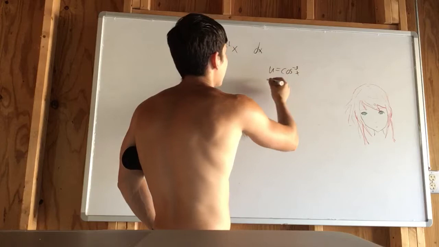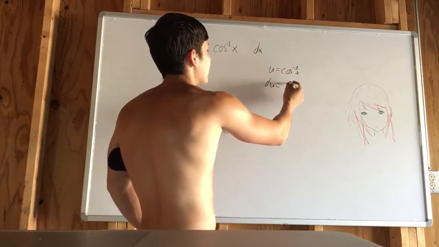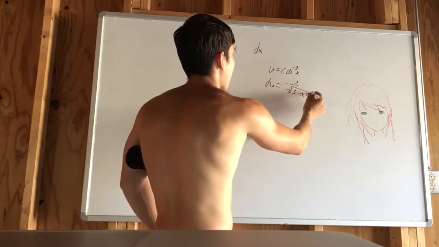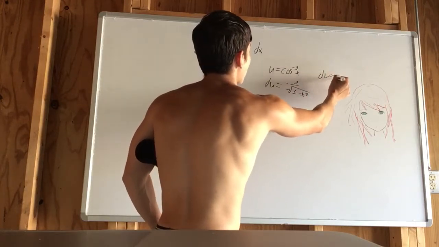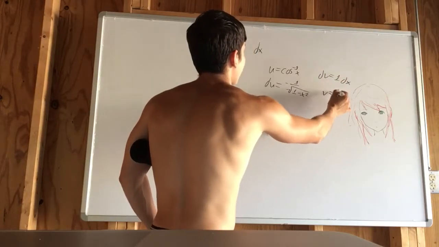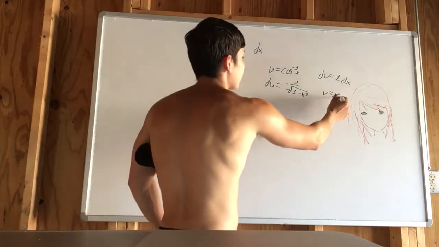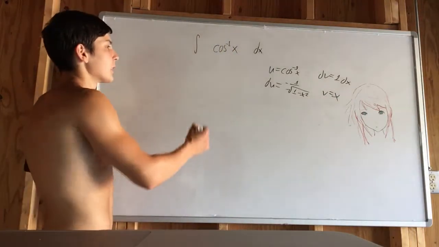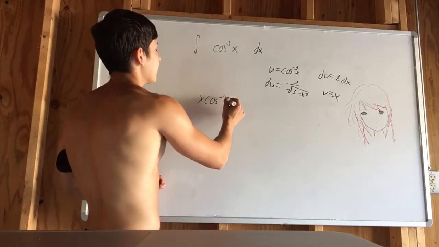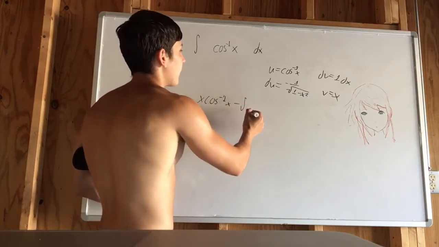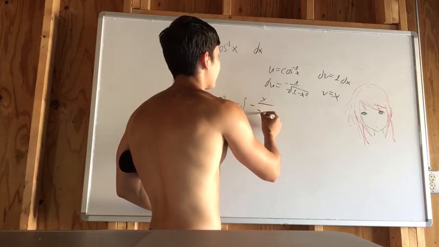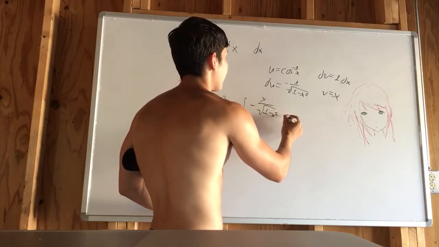Inverse cosine of x. The derivative is going to be negative 1 over the square root of 1 minus x squared. And so dv is 1 dx, and therefore v equals x. So now we could do integration by parts, and we have uv, which is x inverse cosine of x, minus the integral of v du, which is negative x over the square root of 1 minus x squared dx.